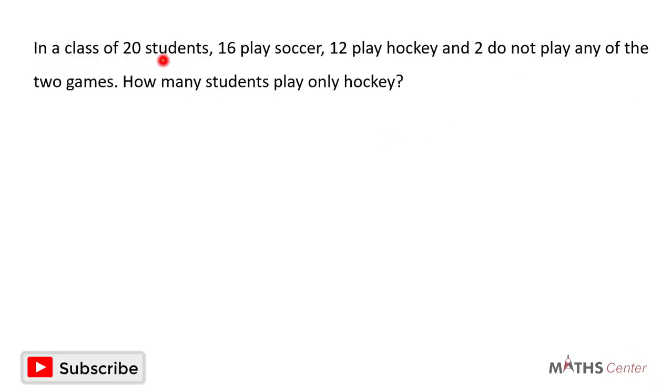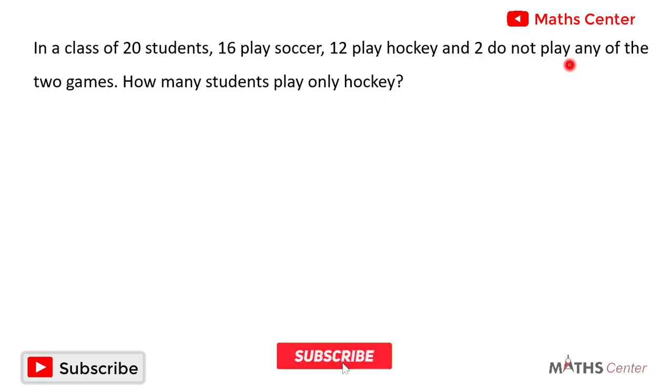In a class of 20 students, 16 play soccer, 12 play hockey, and 2 do not play any of the two games. How many students play only hockey? This is a two-set problem. So we will first represent the information we have here on a Venn diagram.